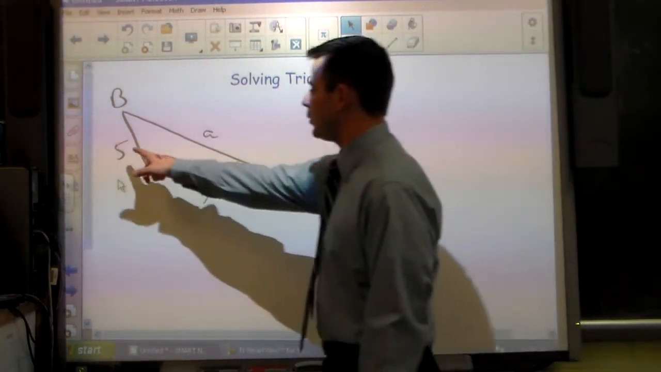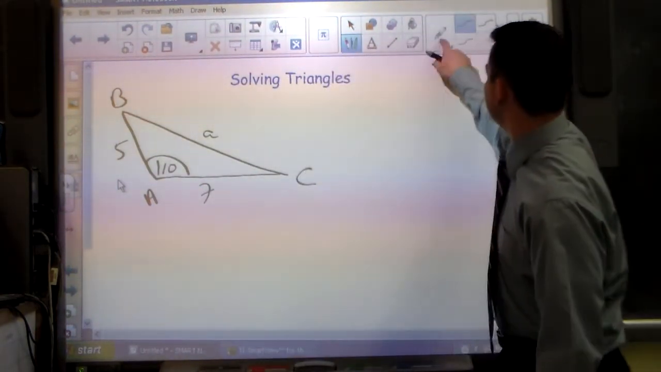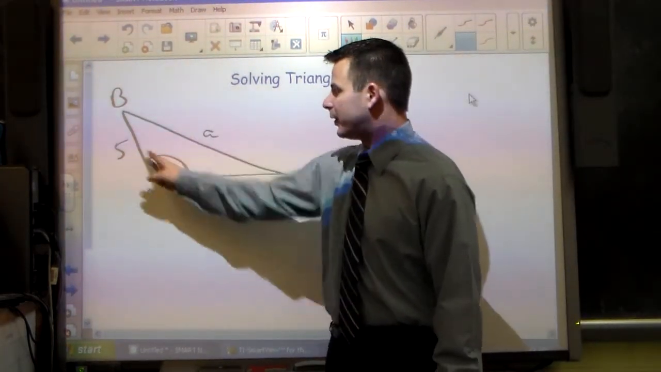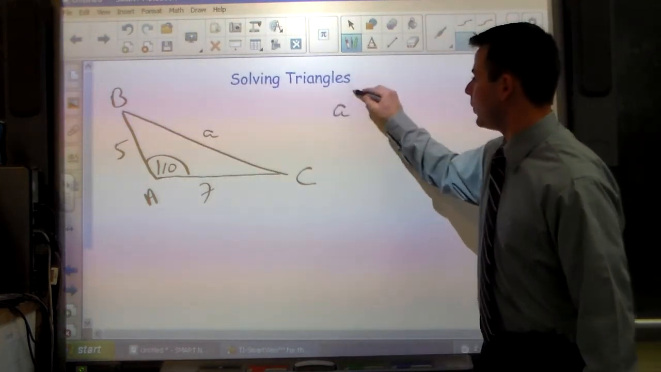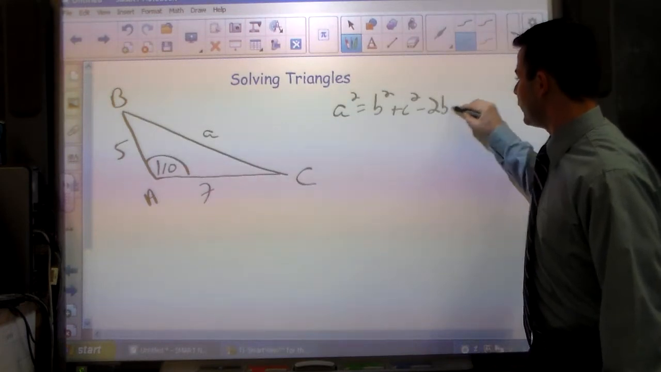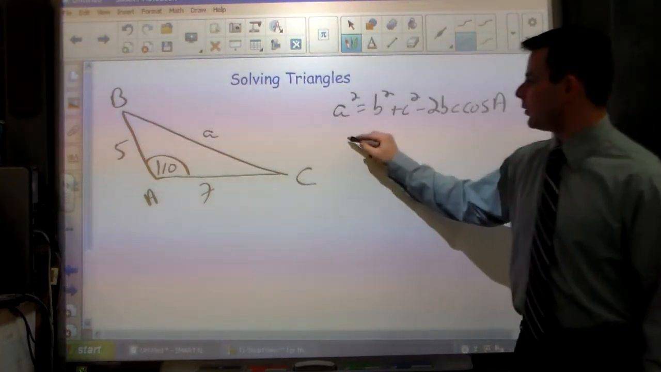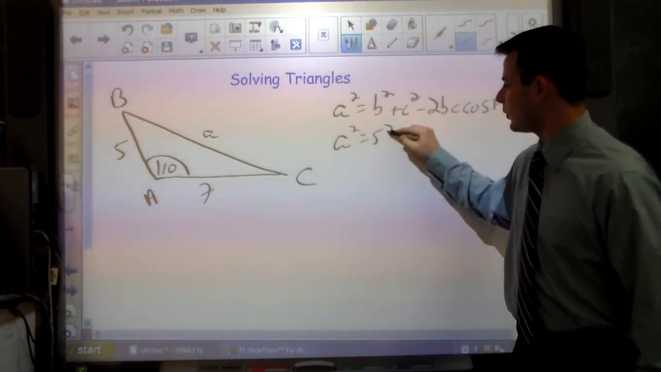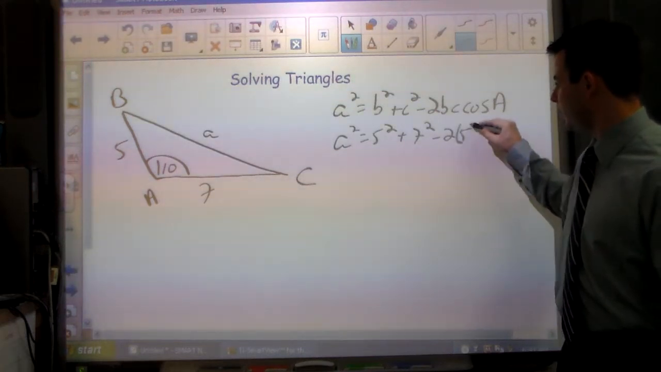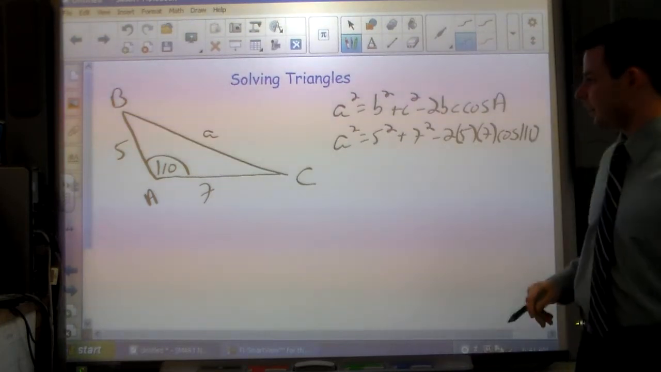So you can see that we have an included angle. When you have an included angle, law of cosines. So let's write out the law of cosines to solve for the side opposite the included angle, which is a squared equals b squared plus c squared minus 2bc times the cosine of A. So a squared equals, in this case, 5 squared plus 7 squared minus 2 times 5 times 7 times the cosine of 110.